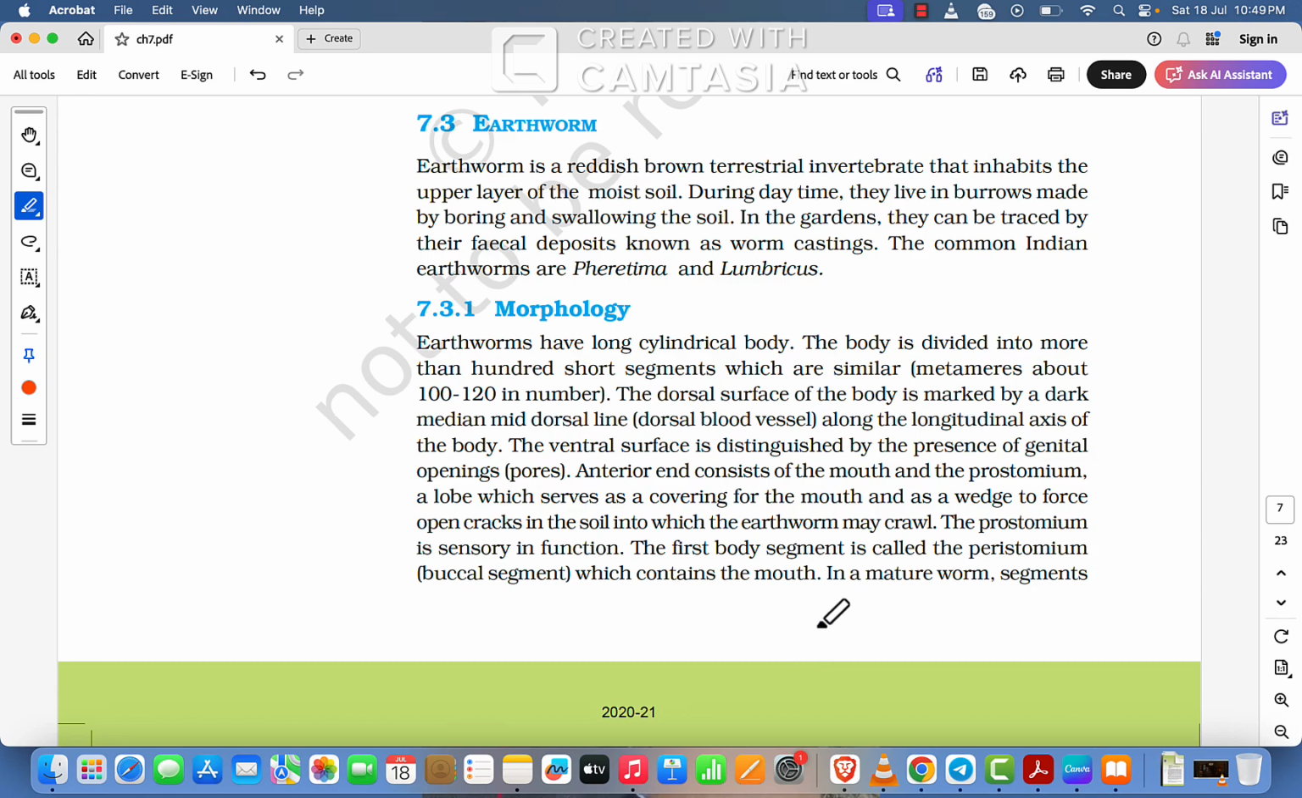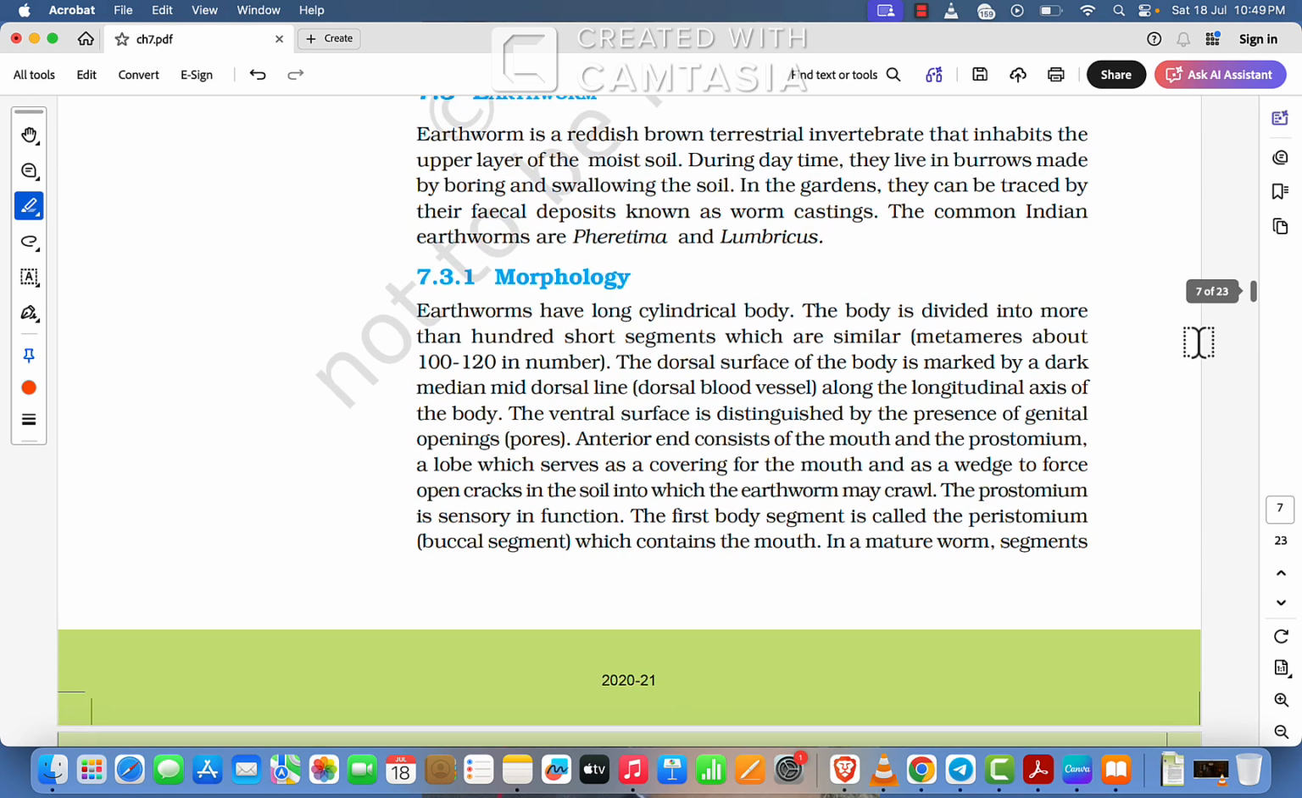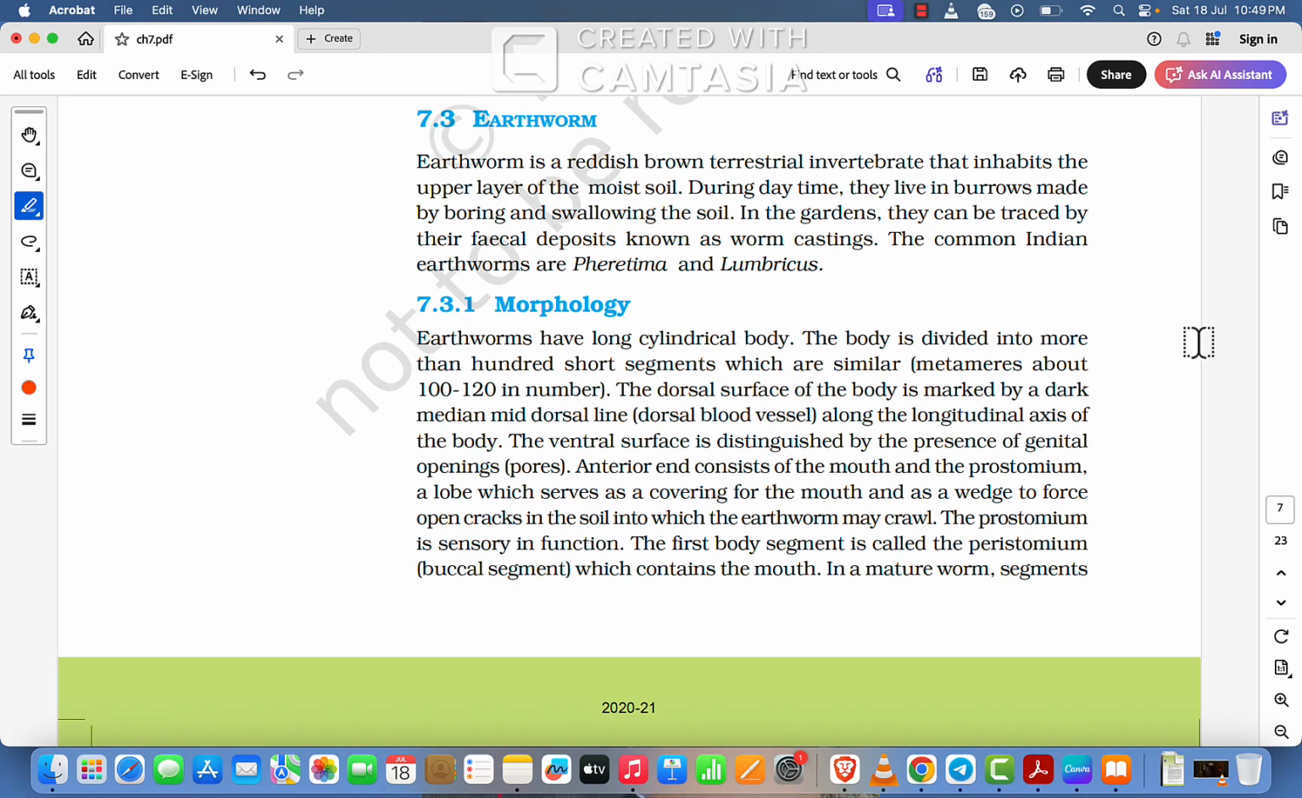Earthworm is a reddish-brown terrestrial invertebrate that inhabits the upper layer of moist soil. During daytime, they live in burrows made by boring and swallowing the soil. In the garden, they can be traced by the fecal deposit known as worm castings.